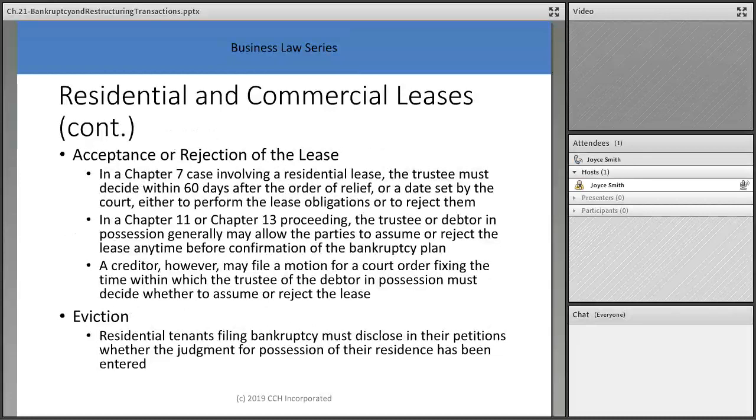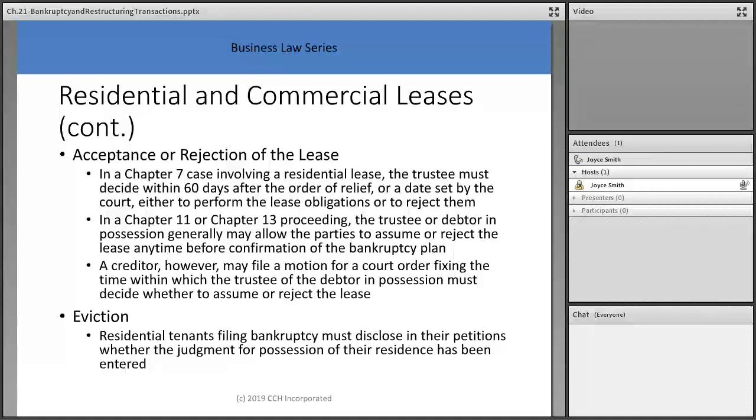Acceptance or rejection of the leases. Chapter 7, cases of all residential leases, the trustee may decide within 60 days after the order of relief, or a date set by the court, to either perform the lease obligations or reject them. Chapter 11 or 13, the trustee or debtor in possession generally may allow the parties to assume or reject the lease. Again, as a landlord, this is what we're working with the tenants.